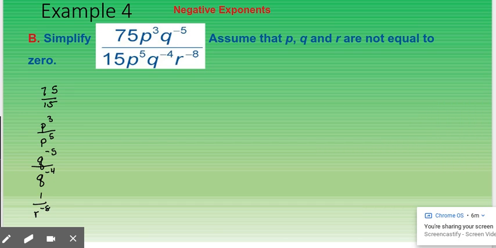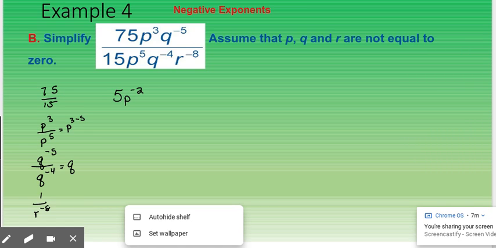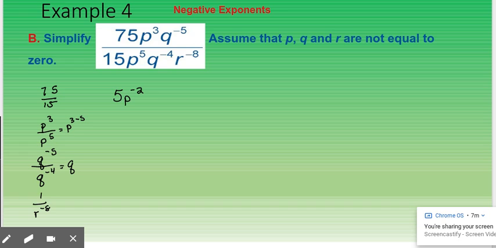Now, 75 over 15 is 5. My p's are being divided. So remember, we subtract the exponents. 3 minus 5 is negative 2. The q's are being divided, so I would subtract the exponents. And this is where we make mistakes. Got to be careful. Negative 5 minus negative 4. So that minus and negative actually turns that into a plus. And that's going to be a negative 1.